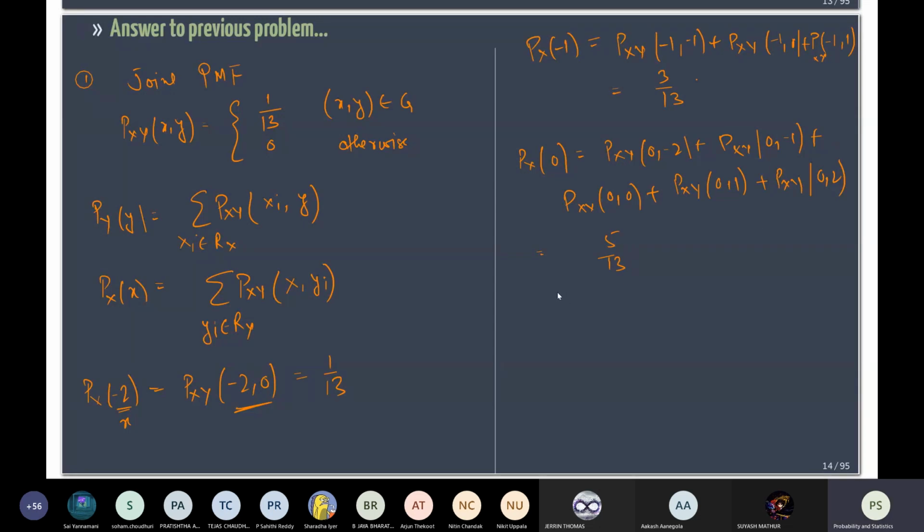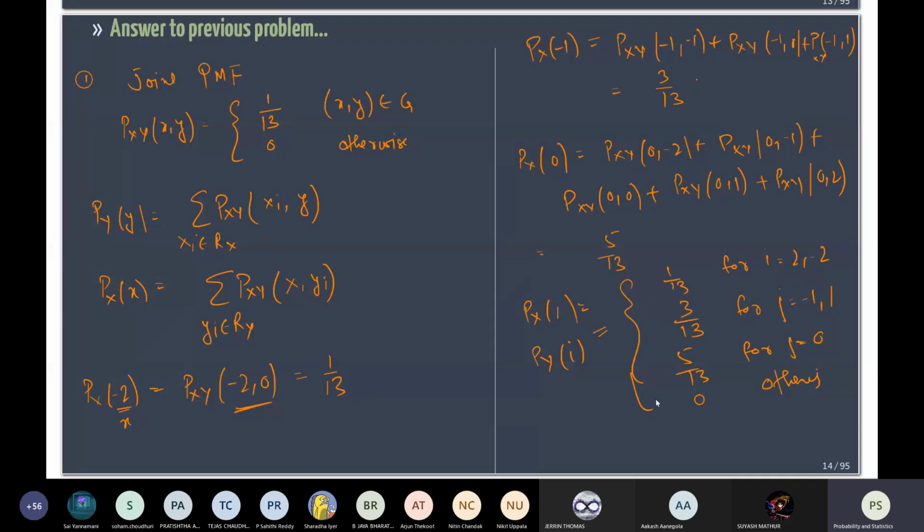These are the possible cases. They cannot be 2 simultaneously, or even 1 and 2 simultaneously, or -1 and 2 similarly. So these are the possible values that we have. If we summarize this, then P_X(i) will be 1 over 13 for i equal to -2, and due to symmetry, P_Y(j) will also be the same for these y values. So 3 over 13 for j equals -1, 1, 5 over 13 for j equals 0, and it is 0 otherwise. These are the marginals that we have got.